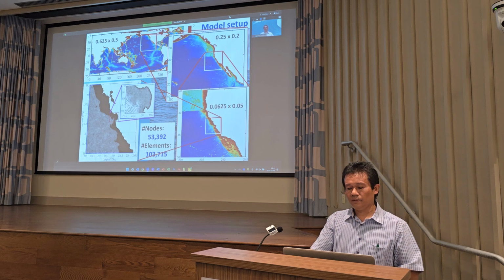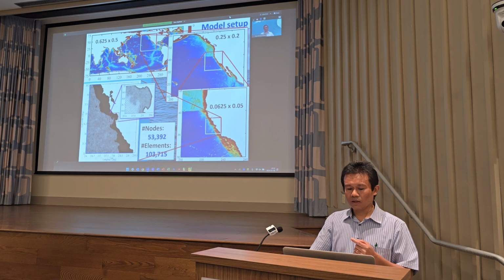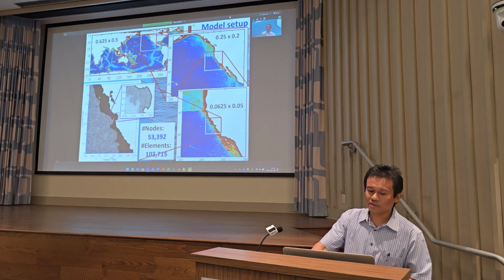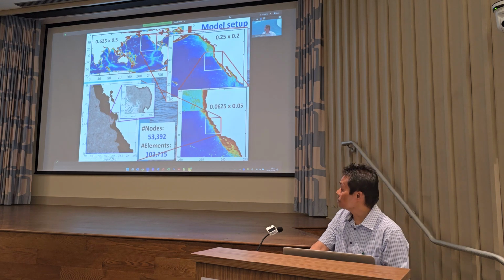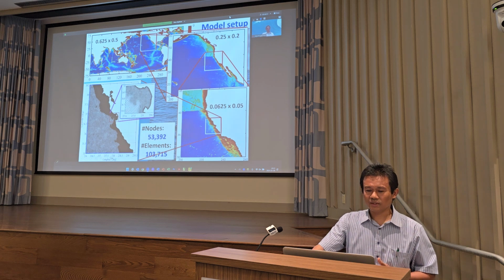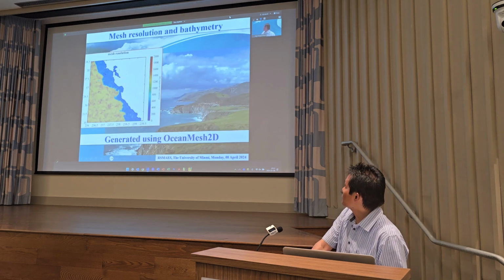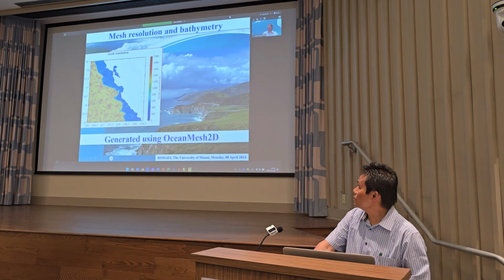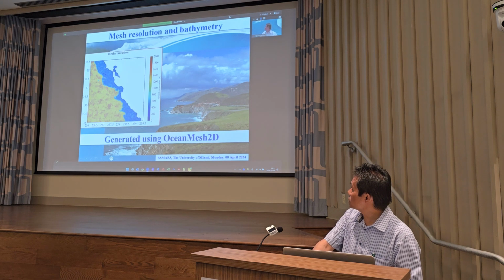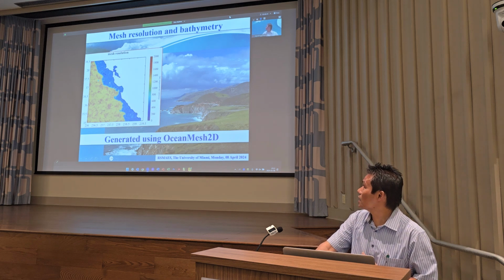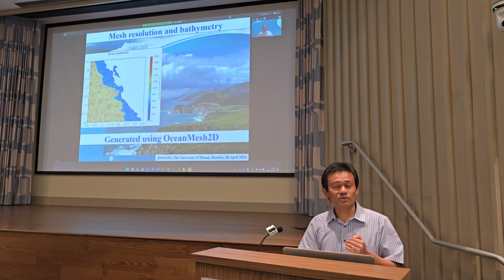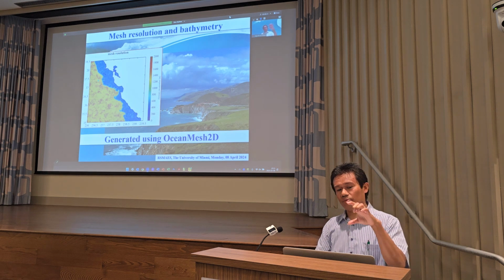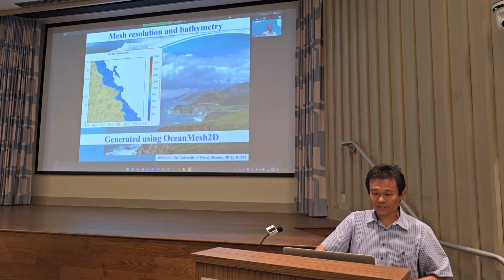Once we run there, we get the input for this high resolution model, so we are going to concentrate on this high resolution model. How high is the resolution? We can see here that the maximum resolution is 2 kilometers, and then it goes down to about 1 kilometer, 800 meters, until the coastline, which is about 200 meters. So we expect a smooth transition from 2 kilometers to 200 meters.